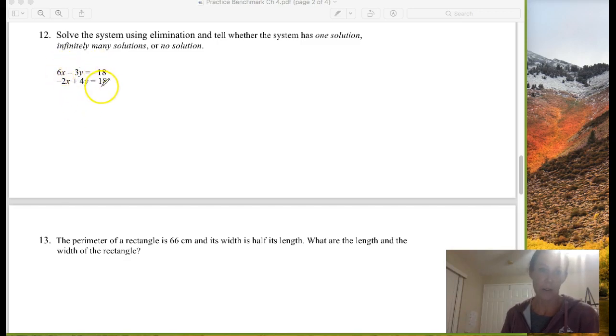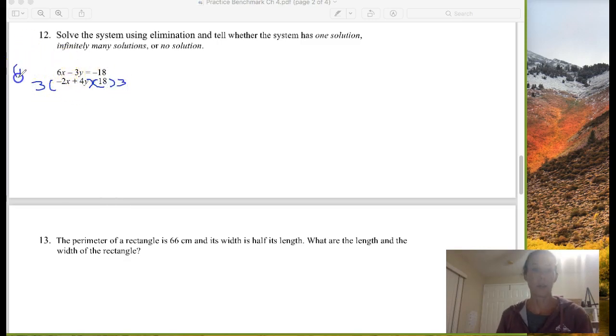Now, neither of them are the same. So the easiest thing would be a multiple. I know 2 is a multiple of 6, but 3 and 4 are not multiples of each other. So let's multiply this equation by 3. And then that would make this be -6, and these would fall out by adding. So if I multiply both sides of the second equation by 3, I can get this to fall out.